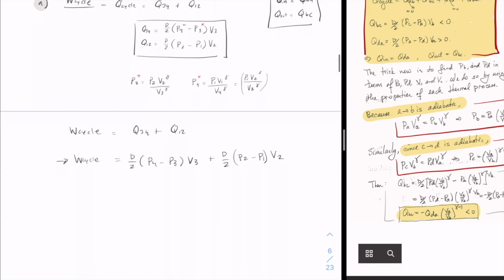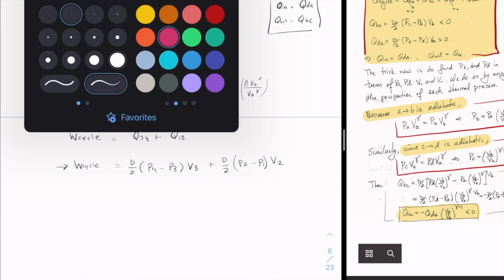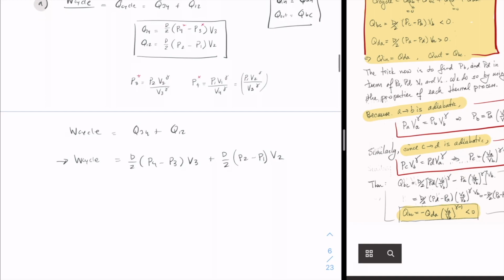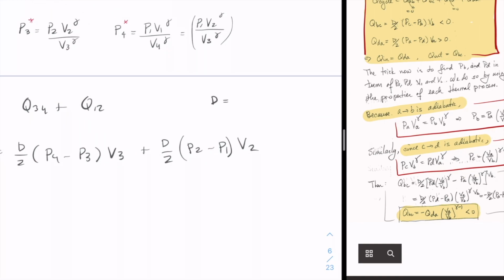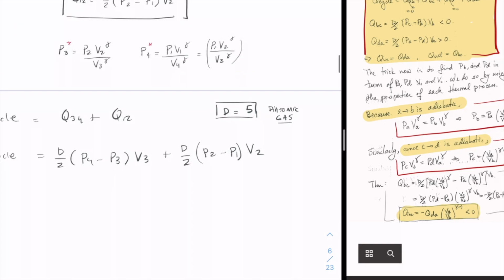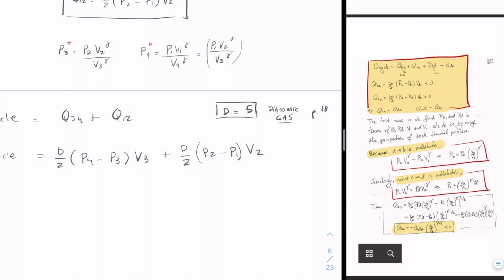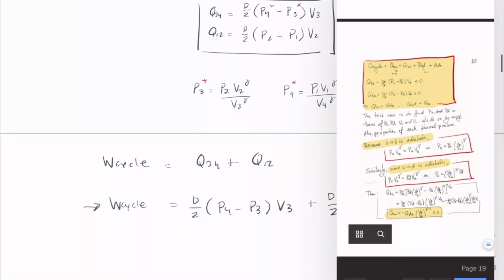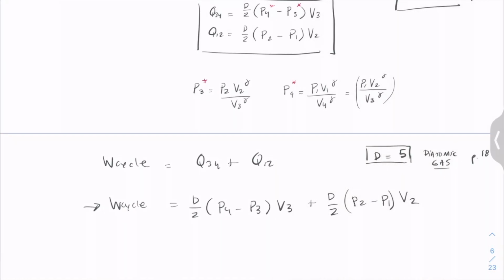Okay, so now what can we plug in? We know that we have a diatomic gas, so we are setting d equal to 5 for a diatomic gas. And for the background on why that is true for the diatomic gas, refer to page 18 of these lecture notes for a little bit more background. Okay, so we got all the equations that we needed from the sheet, and just for the sake of space, so it's a little more visible, I'm going to put these away for right now.